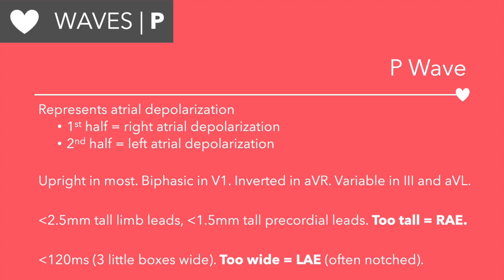Too tall means right atrial enlargement. Too wide, in contrast, means left atrial enlargement, and it's often a notched appearance. The P wave should be less than 120 milliseconds in width, and that's 3 little boxes wide.